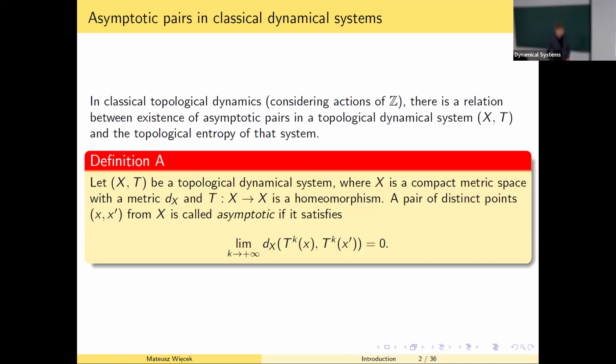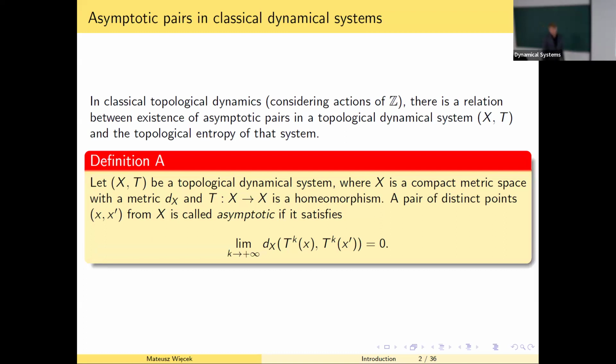So for classical dynamical systems, and during this presentation, whenever I talk about classical dynamical systems, I refer to systems with actions of the additive group of integers Z. In the case of topological Z actions, I mean a compact metric space and some homeomorphism T, by which Z acts on this space by the iterates of this homeomorphism. And in the measure-theoretic case, I refer to some measure space and a measure automorphism T.